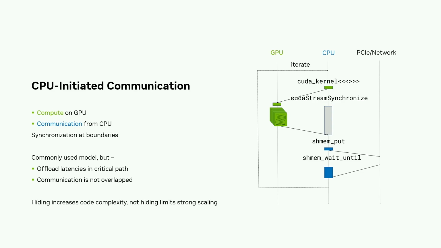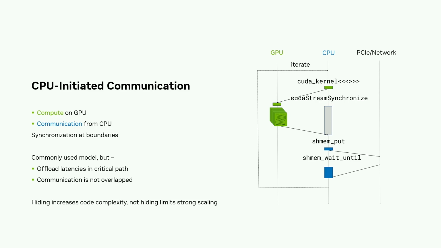So what's the thing with device-initiated communication? If we have a SHMEM program with CPU-initiated communication, typically we do the compute on the GPU, and the communication is issued from the CPU. So you need to synchronize at the boundaries, as you have seen. You start your kernel, wait for that, then you do your SHMEM put, wait for that to finish, start the next iteration. So it's very commonly used, similar to MPI. The problem is that the offload latencies to launch the kernel and synchronize data are on the critical path, and you don't get overlap between communication and computation.